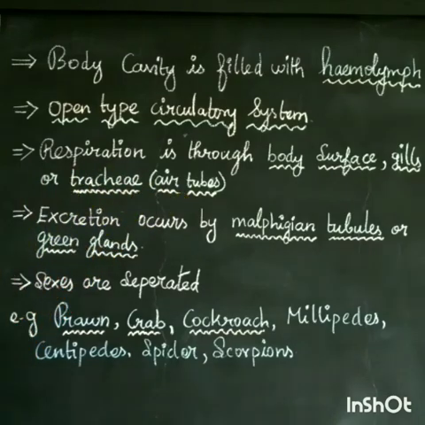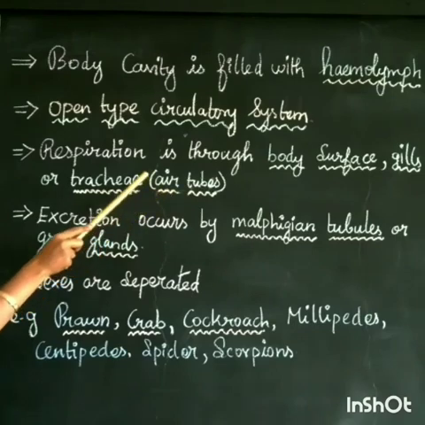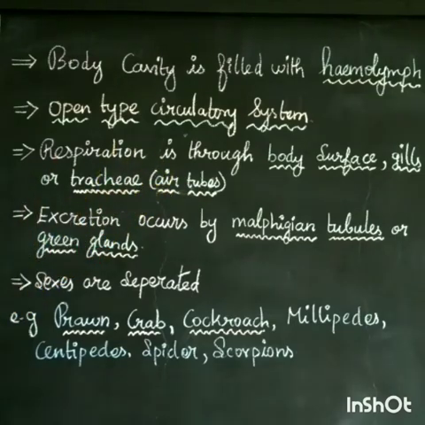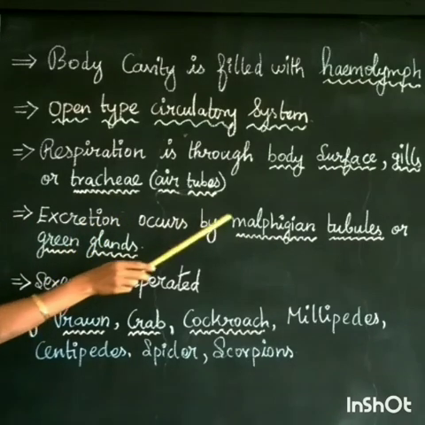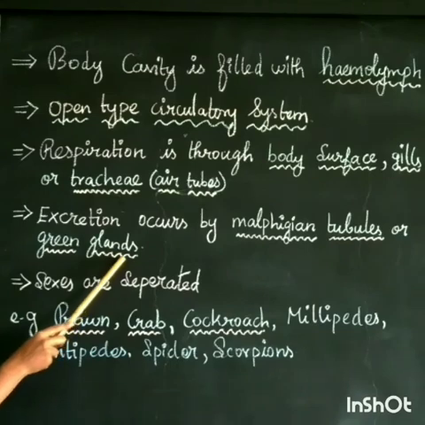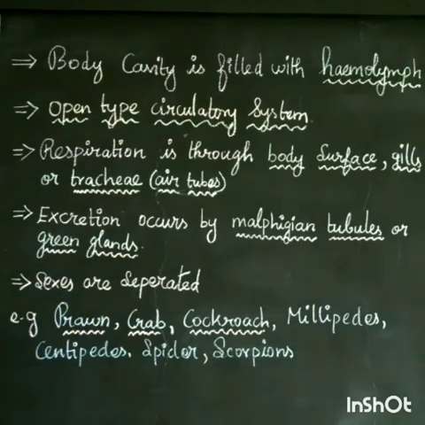How do we respire? Through lungs. Here the insect respires through body surface. Even the body surface acts as a respiratory organ. Then gills or trachea. Here trachea is an air tube like structure which helps in respiration of these insects. Then coming to excretion, excretion occurs by Malpighian tubule or green gland. For us the excretion occurs through kidney, you know that. So for the phylum Arthropoda, Malpighian tubules and green glands are present which are involved in excretion.